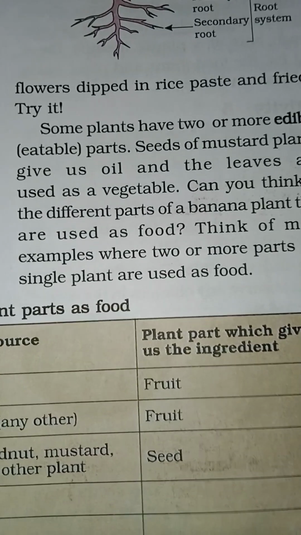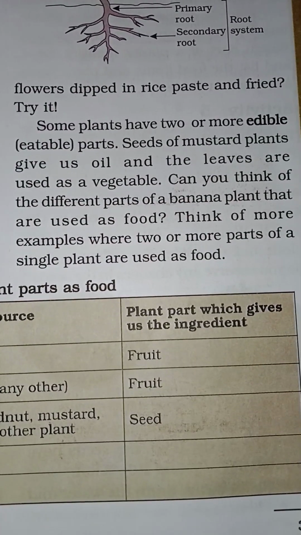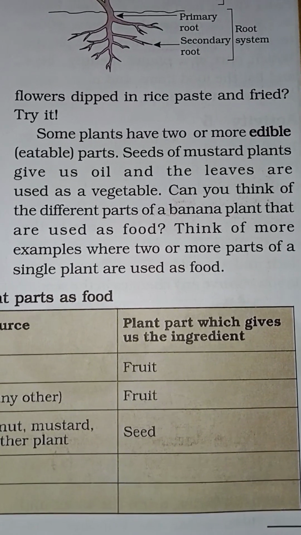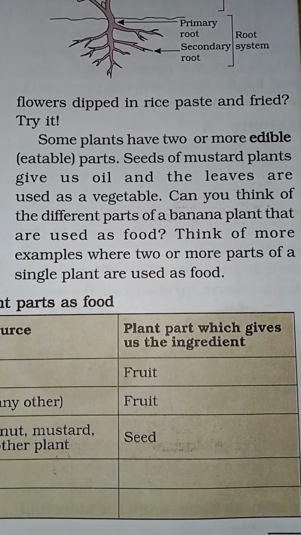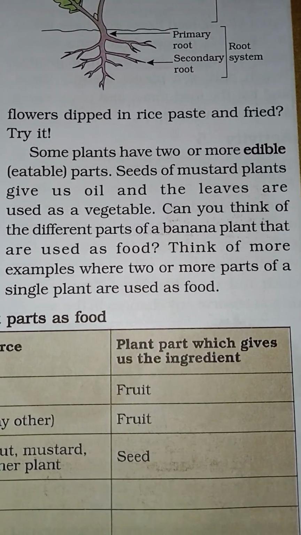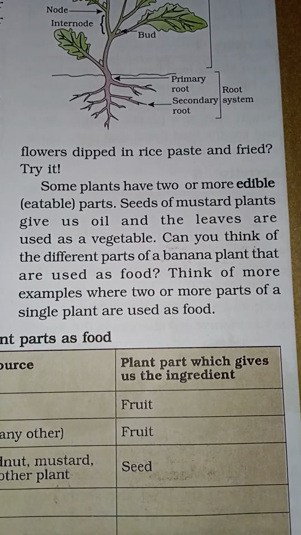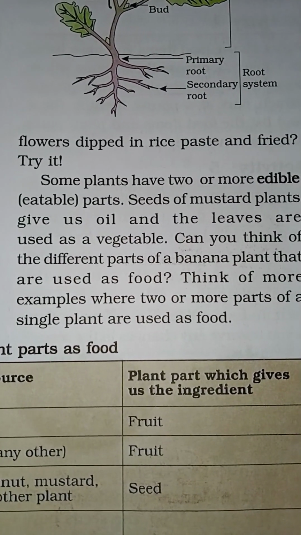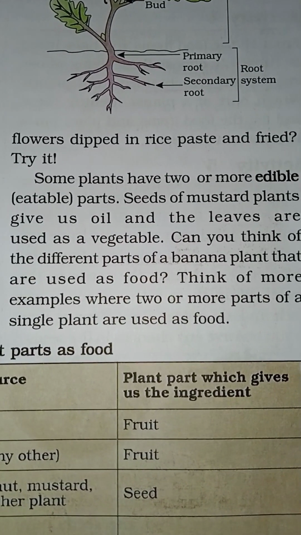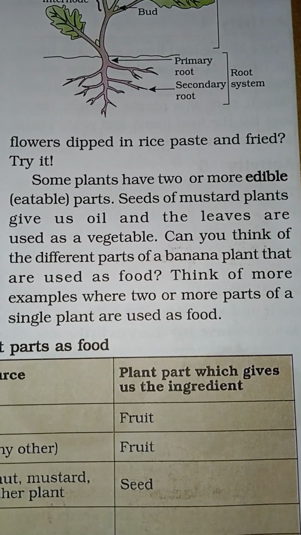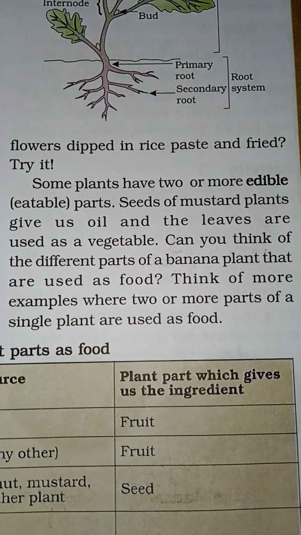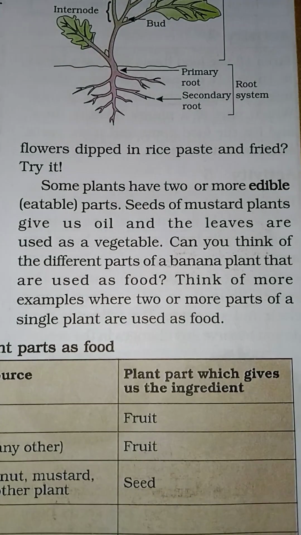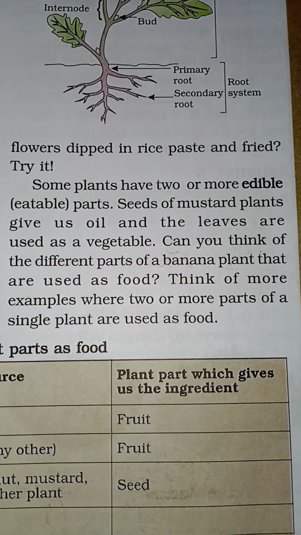See here, some plants have two or more edible, eatable parts. Seeds of mustard plants give us oil, and the leaves are used as vegetable. Can you think of different parts of a banana plant that are used as food? Think of more examples where two or more parts of a single plant are used as food.